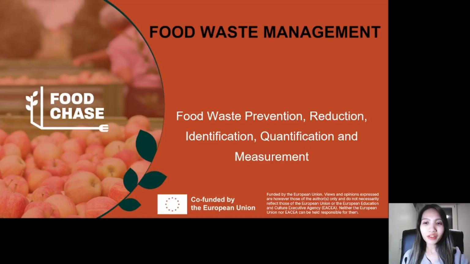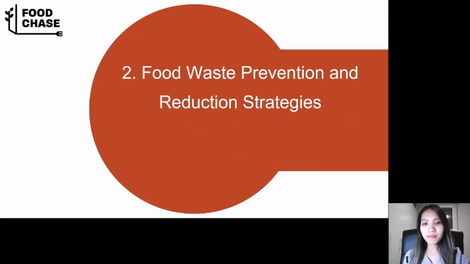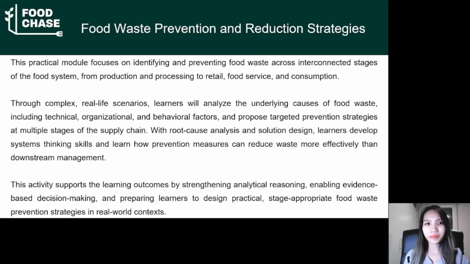This is the second practical activity of the study unit, and it belongs to the second module, Food Waste Prevention and Reduction Strategy. This practical module focuses on identifying and preventing food waste across interconnected stages of the food supply chain, from production until consumption. Through real-life scenarios, you will analyze the underlying causes of food waste, which could be technical, organizational, and behavioral factors, and propose targeted prevention strategies at multiple stages of the food supply chain.